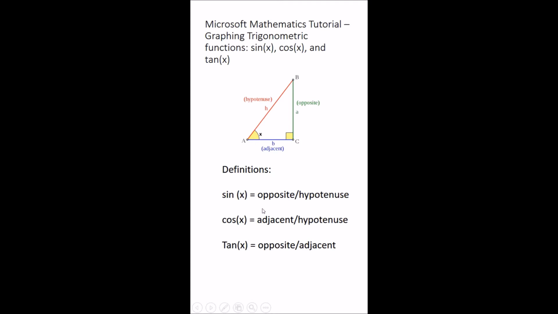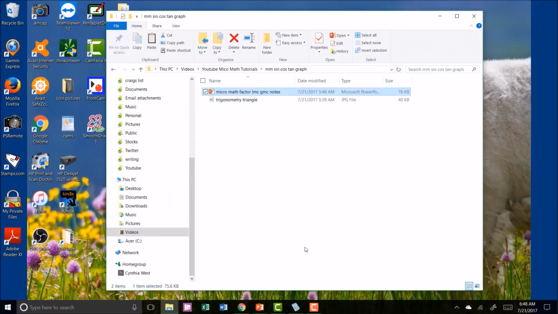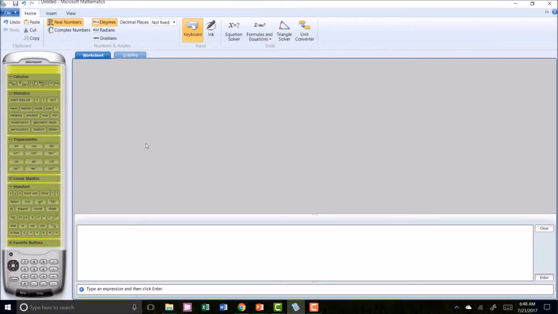Now the cosine is the adjacent over the hypotenuse, it's that ratio. And the tangent is the opposite over the adjacent. So those are our three basic trigonometric function definitions. So now let's go into our mathematics program and plot these. So let's go into the graphic function.